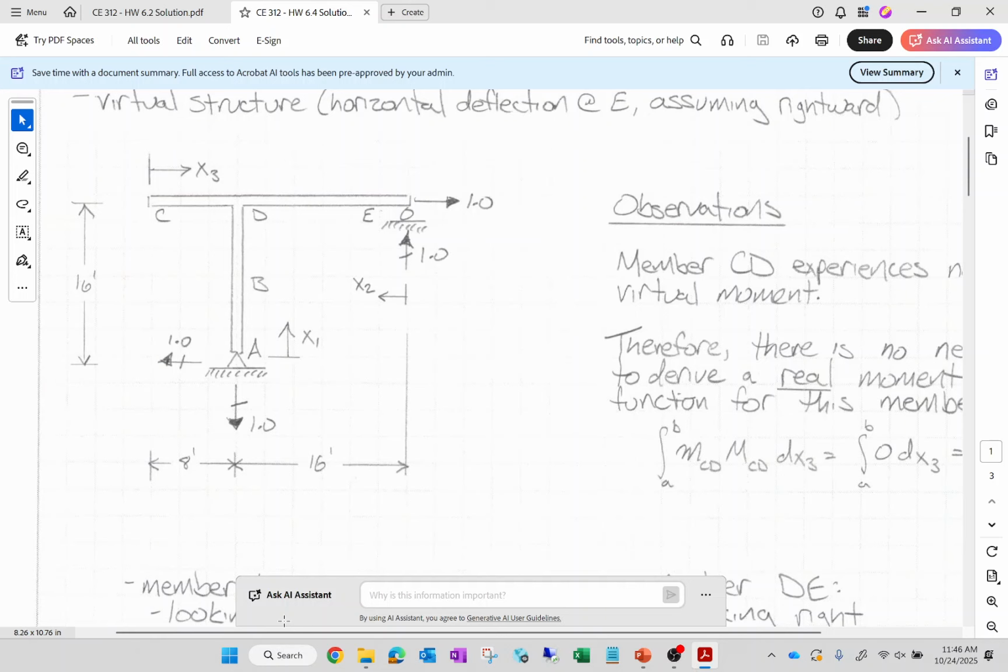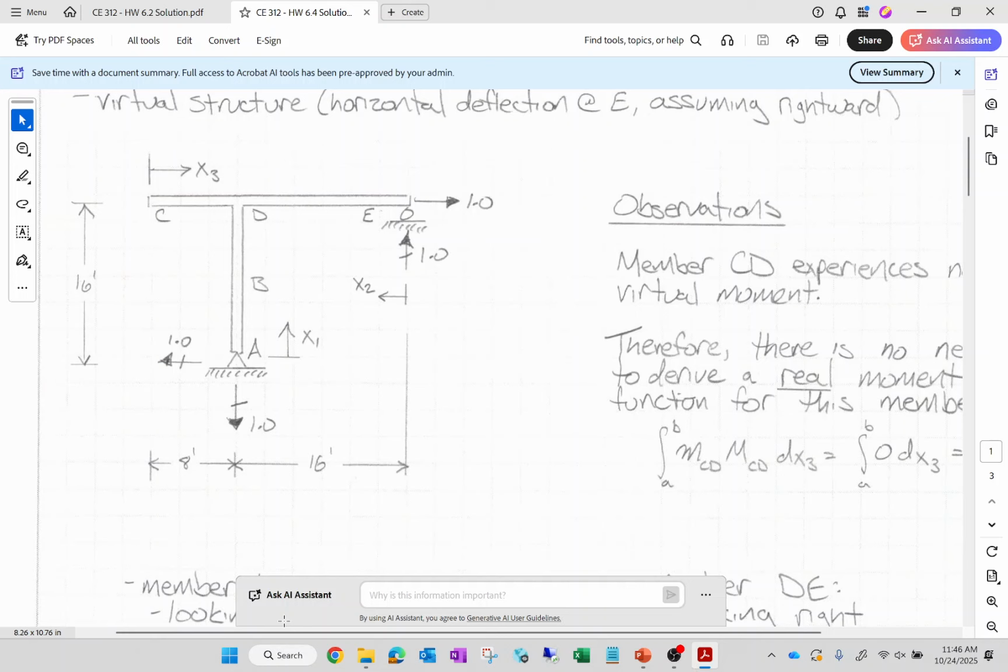So little m for this beam is 0. Big M for this beam is who cares, okay? That is the big point I want to make right here, okay? So let's talk about this and this.